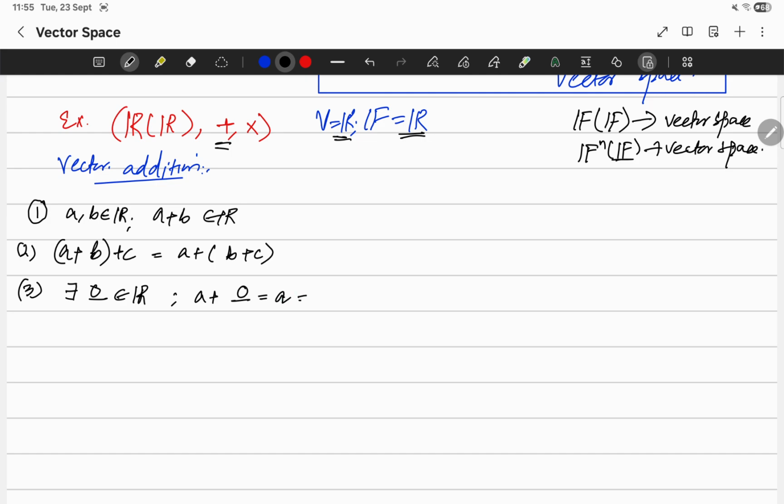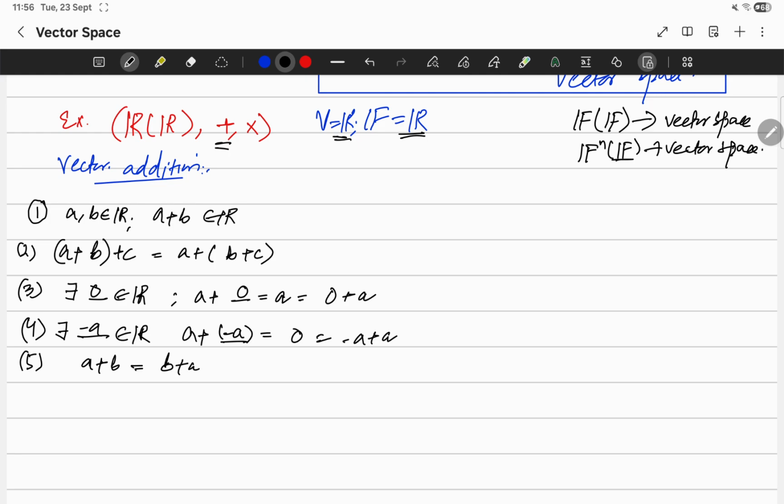0 is a real number, that is 0 plus A. Fourth, there should be an element in R such that if you add it to any element, you will get 0. So that is minus A. Minus A is a real number, so you can write minus A plus A. You know the sum of two real numbers A plus B is equal to B plus A, so it means real number addition is commutative.